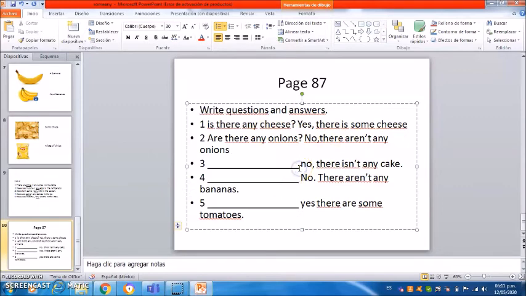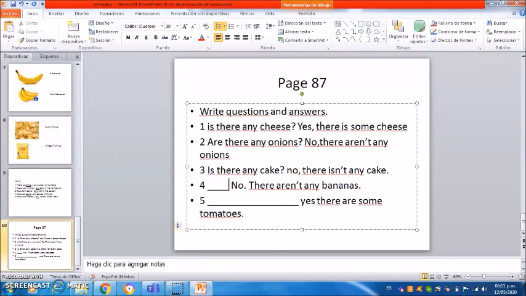Next, for the question number 3, the answer is no, there isn't any cake. If it isn't, it's because singular, and the cake is the same, it's one piece of cake. It's not slices, okay? So we're going to use is there, I'm using capitals. Is there, remember, any because we are not sure about it, any cake? And the answer, no, there isn't any cake.